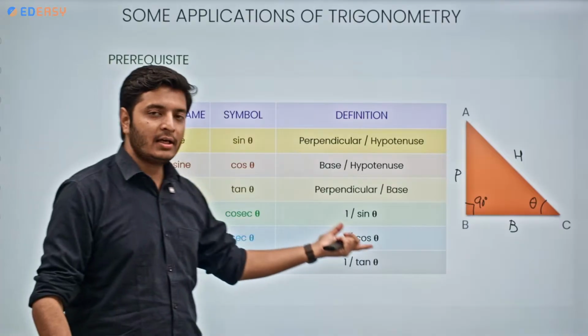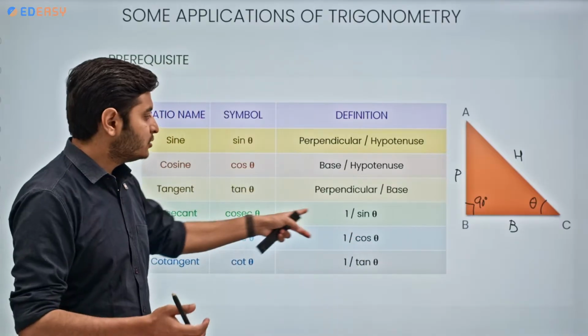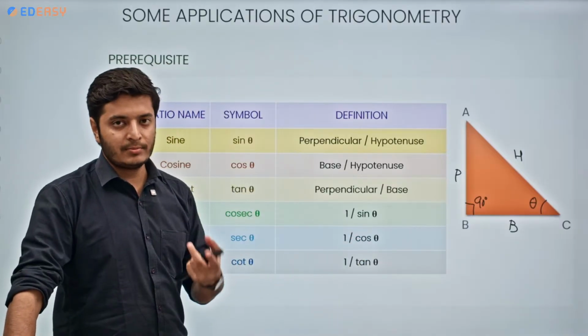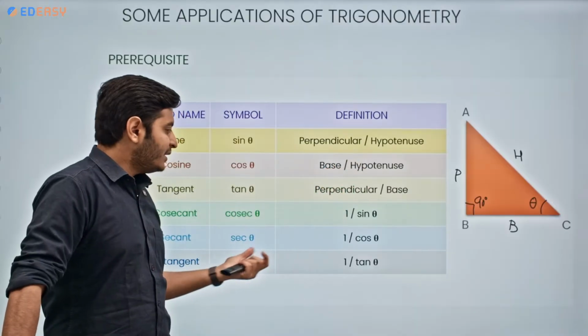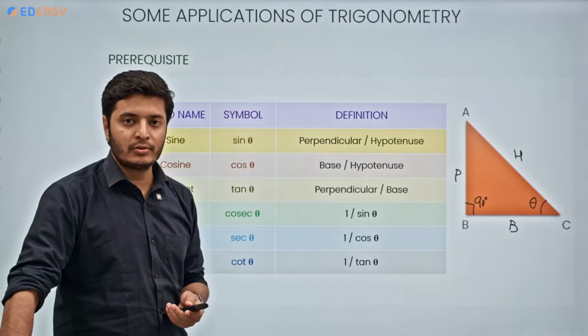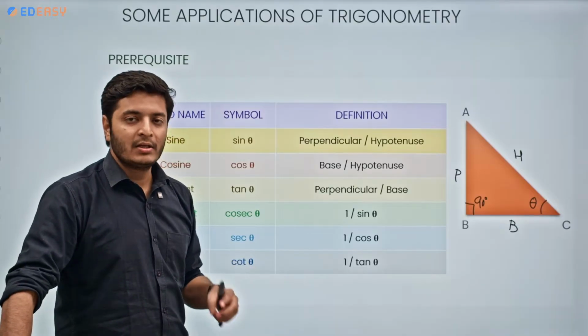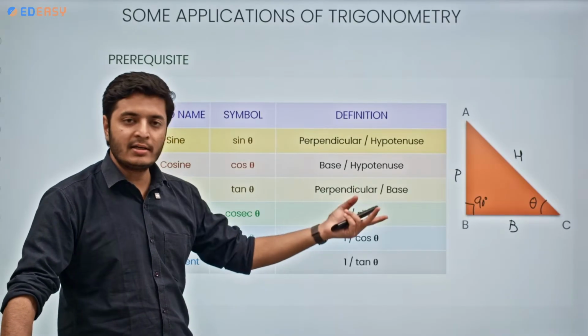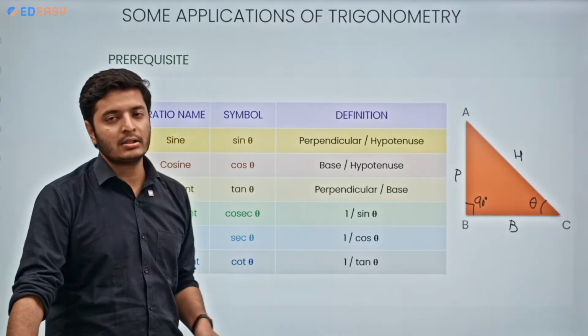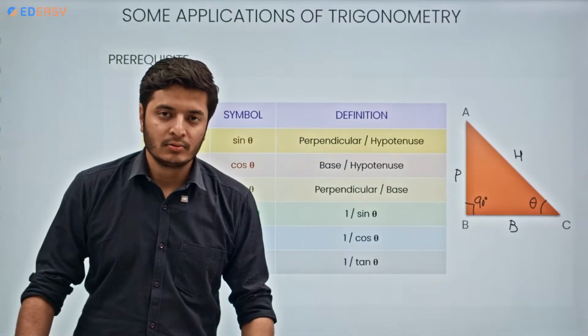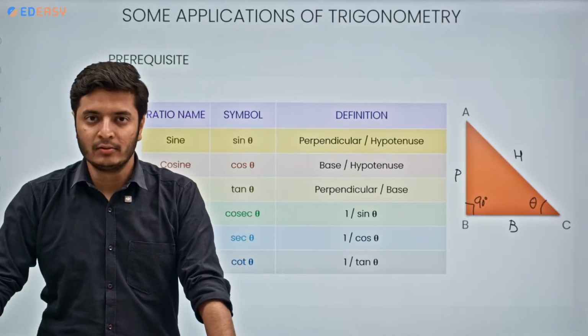Then cosecant theta is reciprocal of sine theta. So 1 by sine theta, or in terms of ratio, it will become hypotenuse by perpendicular. Secant theta is reciprocal of cos theta. So 1 by cos theta, but in terms of ratio of sides, it will become hypotenuse by base. Cot theta is reciprocal of tan theta. So the value will become base by perpendicular.